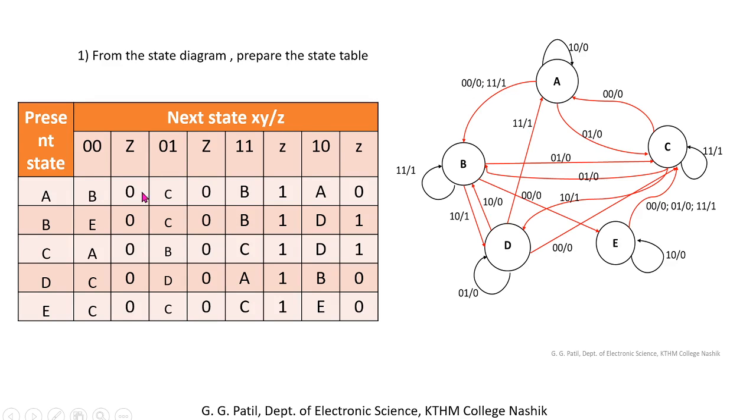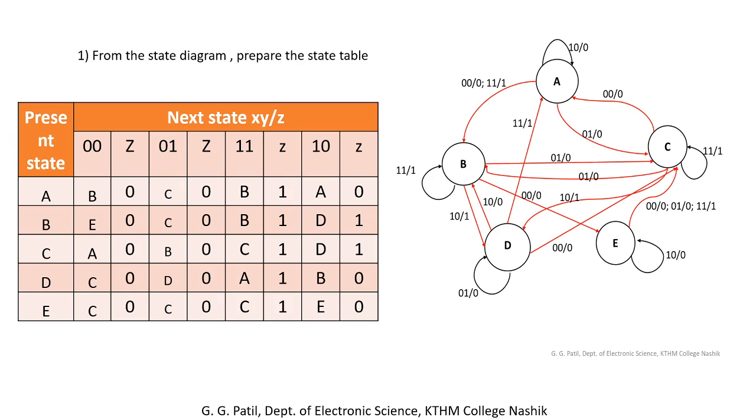Then when present state is A and input is 0 1, the next state is C and output is 0. Similarly, when present state is A and input is 1 1, what is the next state? Next state is B, which is written here, and the output is 1, which is written in the output column.